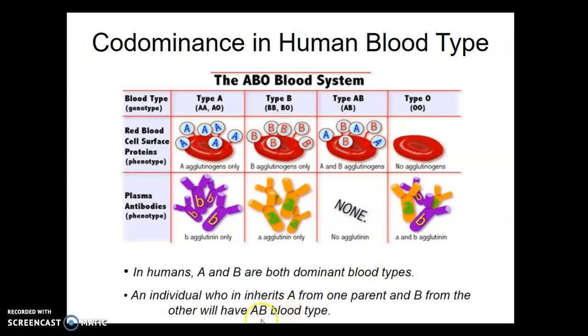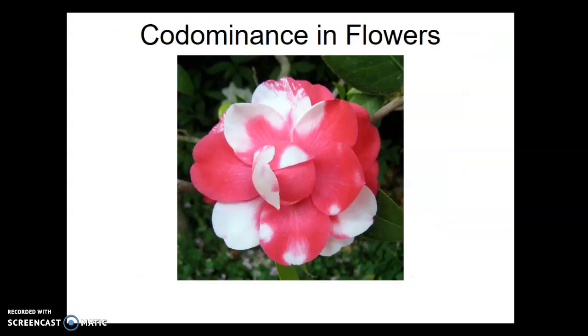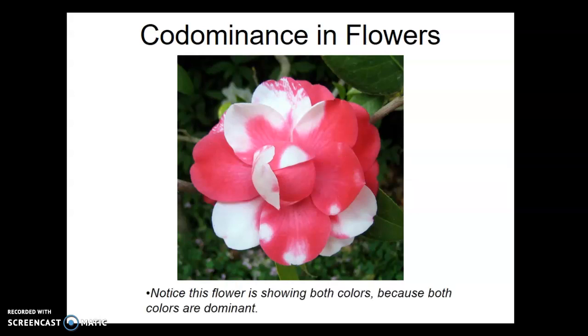So there's your AB blood type as a result of having both of those alleles. So in this case, we're going to be heterozygous, but codominant. Here's an example of codominance in flowers. Notice this flower has two colors. It's expressing the pink and the white. So the genotype would be considered heterozygous, showing both of those colors because both are dominant.